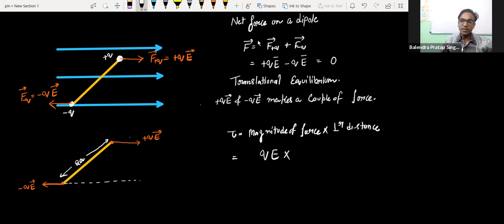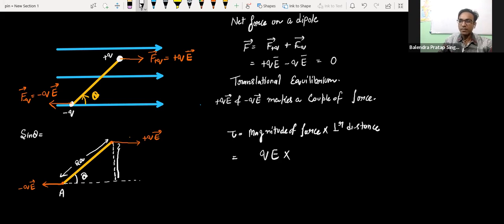What is the perpendicular distance? Here you can see the perpendicular distance is this one, but we don't know how much it is. We only know this 2a. So we can consider an angle theta, which this dipole makes with the electric field. If this angle is theta and this is twice a, we can find this perpendicular distance using sine theta.